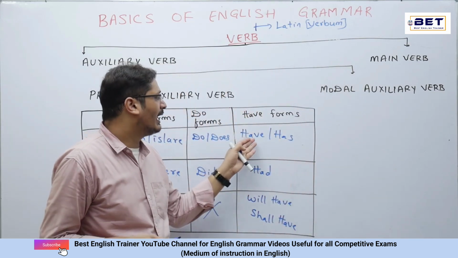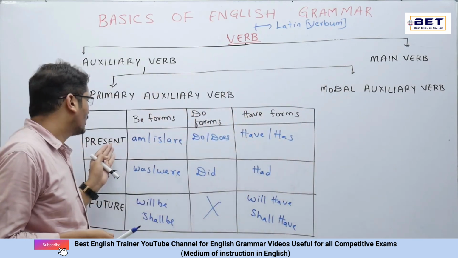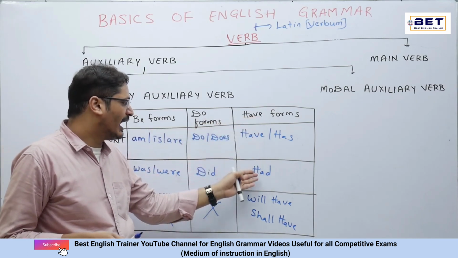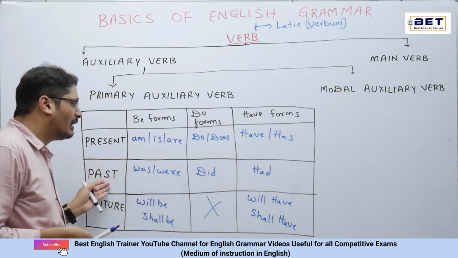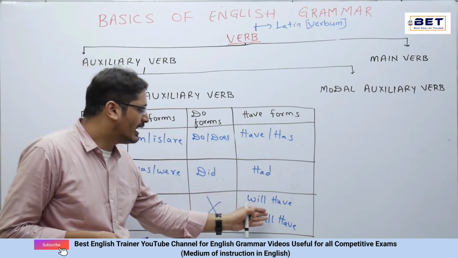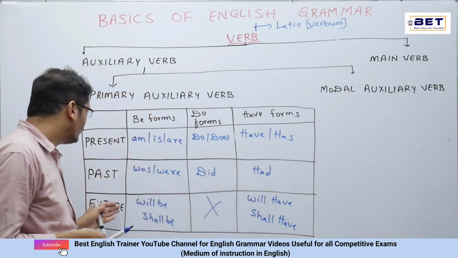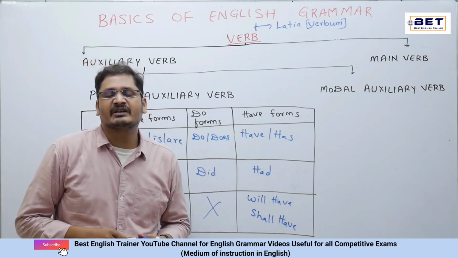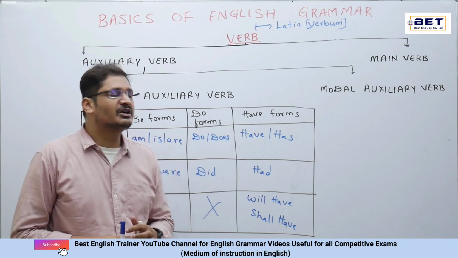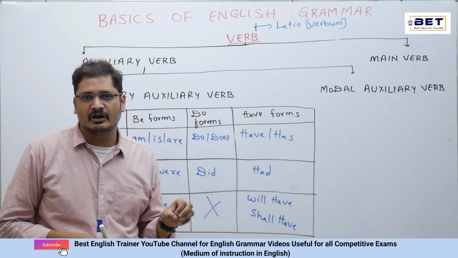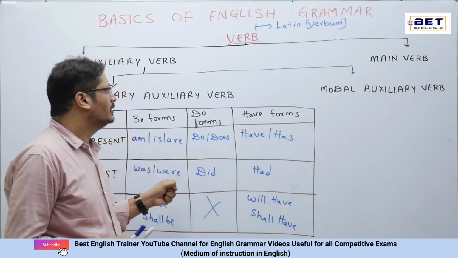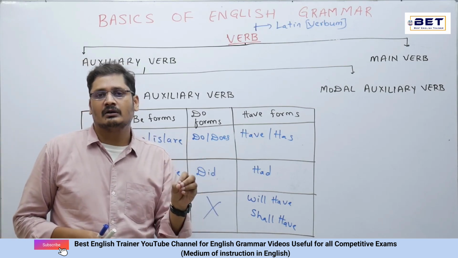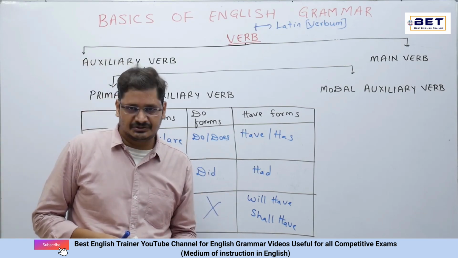Now, at the same time, we have the have forms. Generally, have or has would be a part of the present perfect tense. Next, we have the had form, a part of the past perfect tense. Next, we have will have or shall have, that would be a part of the future perfect tense. So this is how the tenses can be solved very easily just by memorizing this particular table of forms. Generally, this table of forms is sufficient for memorizing the entire tenses.